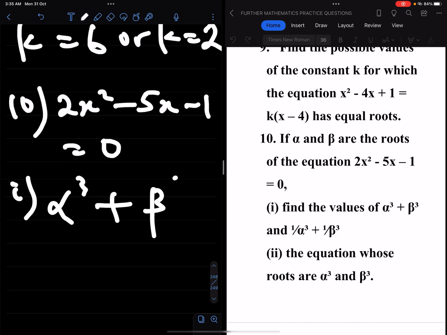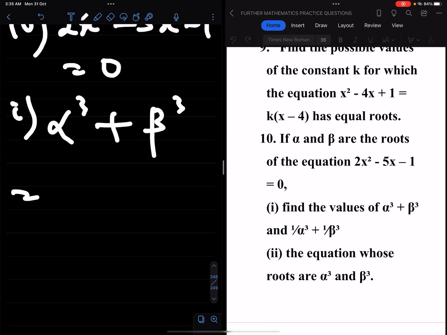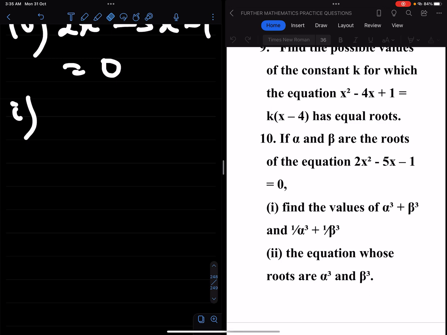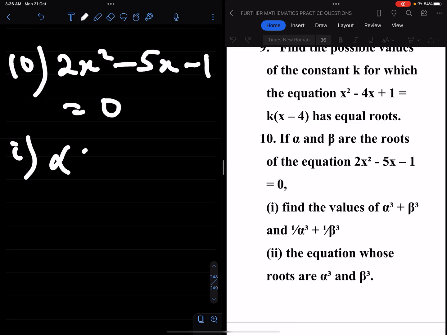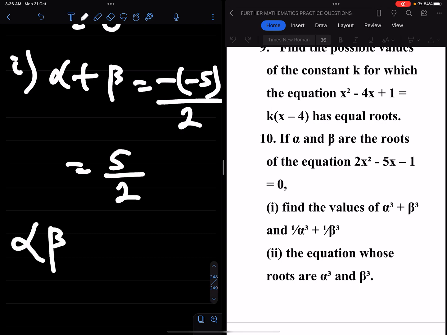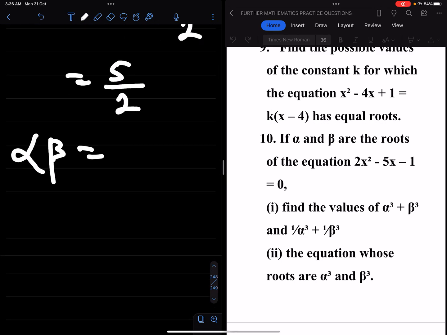Alpha cubed plus beta cubed is the same as alpha plus beta. Before I find alpha cubed plus beta cubed, let me find alpha plus beta, because I'll need alpha plus beta and alpha beta in alpha cubed plus beta cubed. Alpha plus beta is minus b over a, and that's minus of minus 5 over 2, which is 5 over 2. And alpha beta is c over a, which is minus 1 over 2.